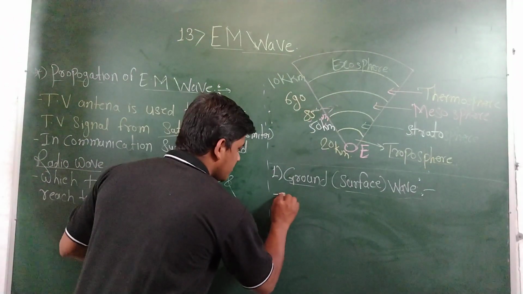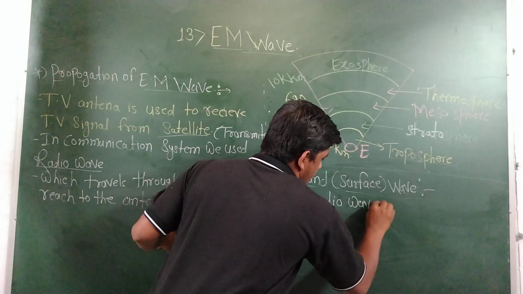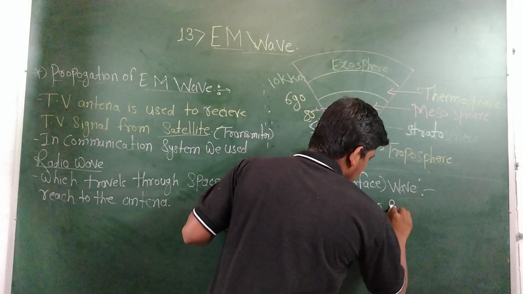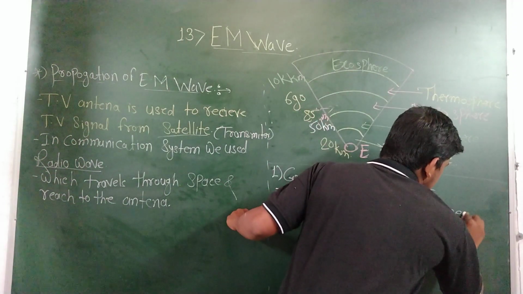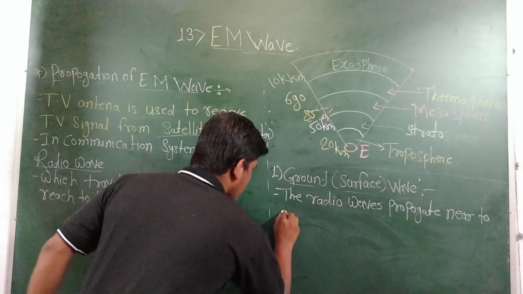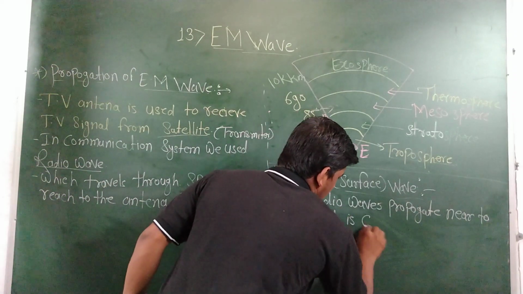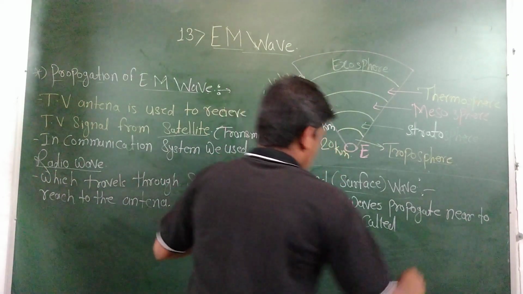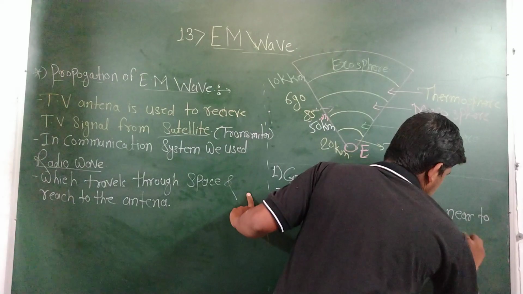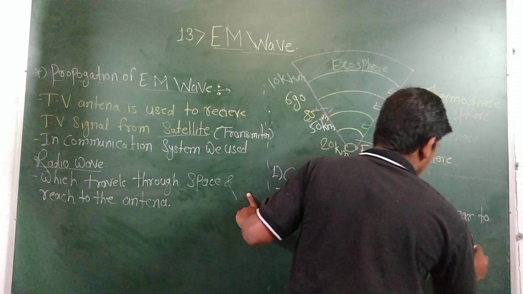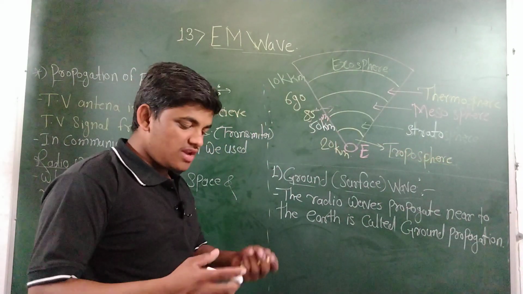In simple language, the radio waves propagating closer or near to the earth's surface is called ground propagation, or ground wave propagation, or surface wave propagation. What is the meaning of ground wave propagation?